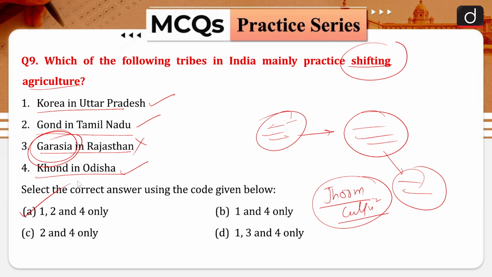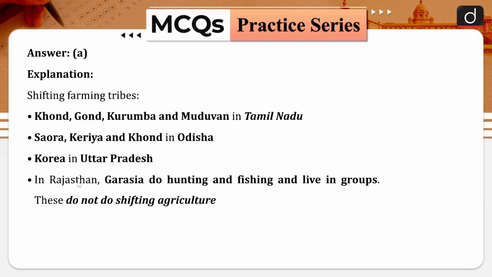Okay, here there is a list given: Khond, Gond, Kurumba, Madhuban. These are found in Tamil Nadu. Then they go for the shifting cultivation. Then Taura, Keria, Kond in Odisha, Korea in Uttar Pradesh. When we are talking about these Gracias, they do hunting and fishing, and they live in groups, and they do not go for the shifting agriculture. Okay, so I hope this is clear.